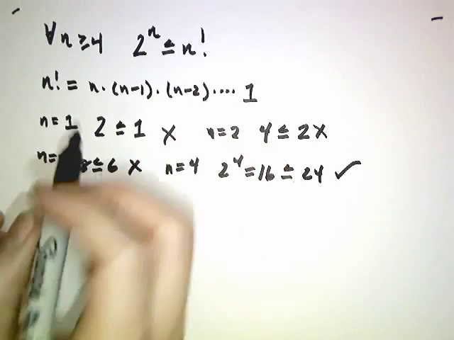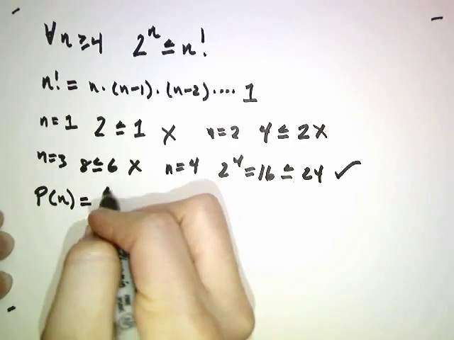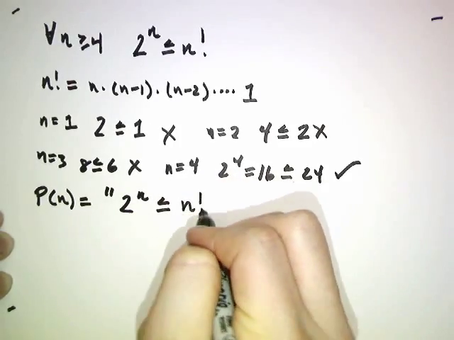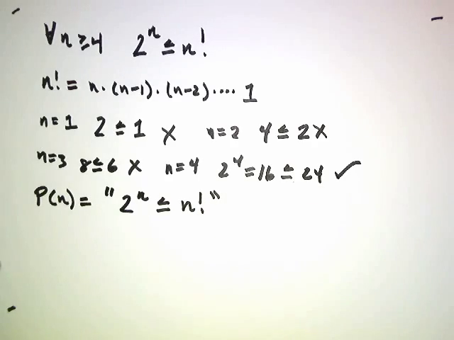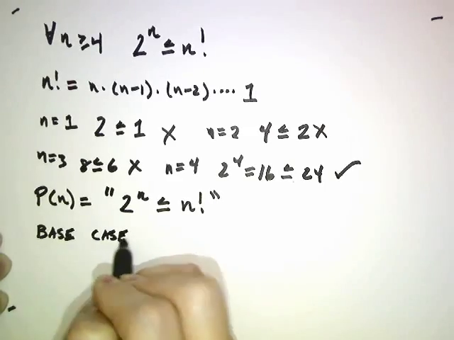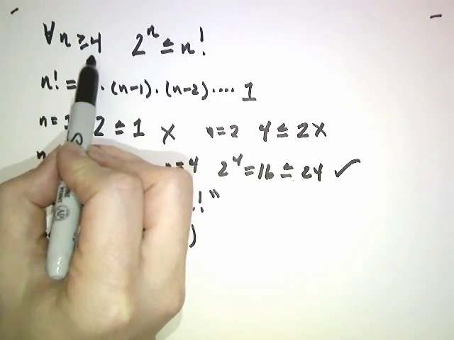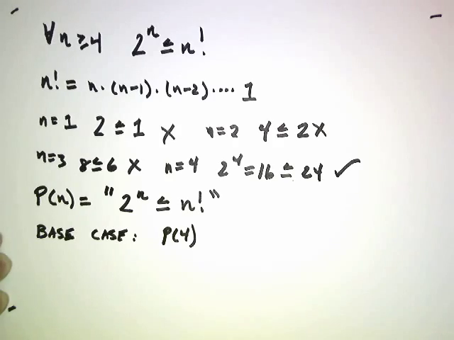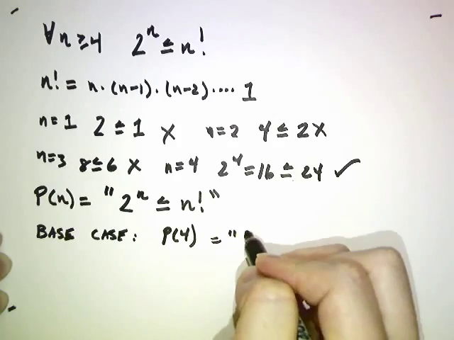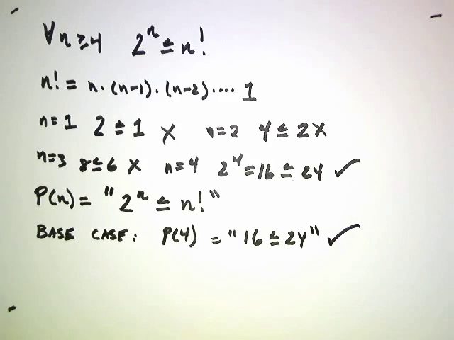Well, with any proof by induction, we first need to write a predicate, P of n, and in this case it's going to be simply 2 to the n is less than or equal to n factorial. Okay, and what's our base case? Well, our base case is P of 4, because we want to show that for all n greater than or equal to 4, 2 to the n is less than or equal to n factorial. Well, what is P of 4? We just did it. It's that 16 is less than or equal to 24. So that's true.